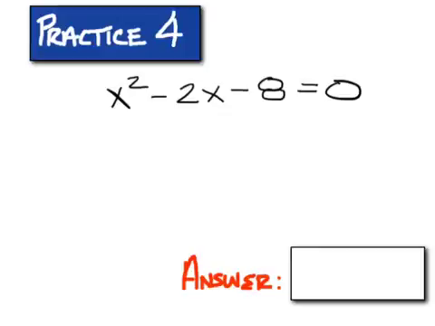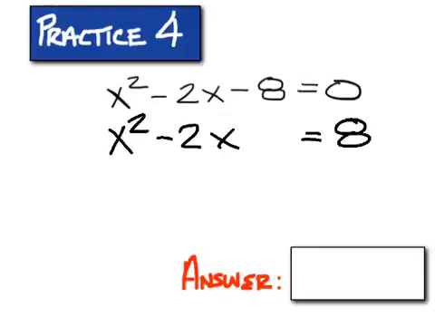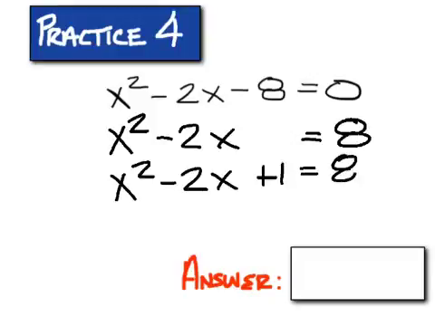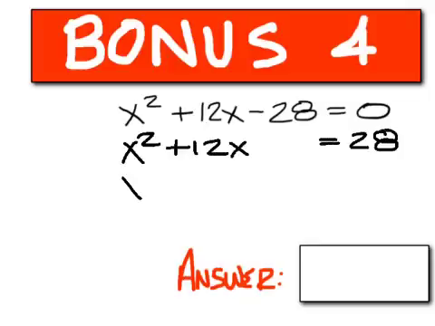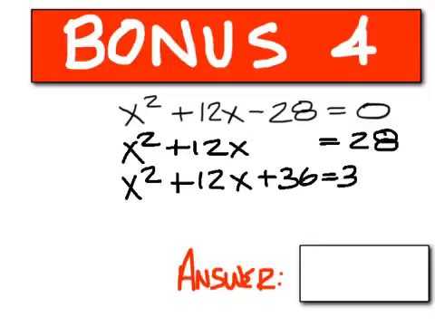Step number 2, that's all you have to bring up on this, just like practice number 3. Step 1 is x squared minus 2x equals 8. Half of 2 is 1. Square that to get 1 and add that to both sides. Step 2 is all I need. For this it should be x squared plus 12x, and that's going to equal 28. Half of 12 is 6. Square the 6 to get 36 and add that to both sides.